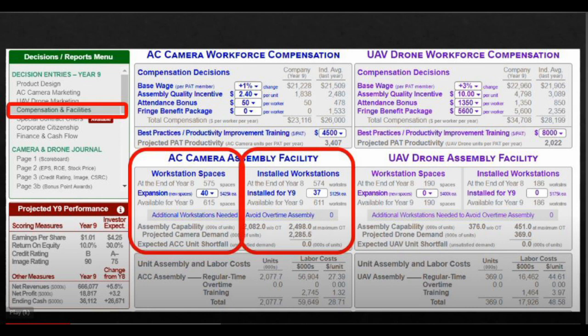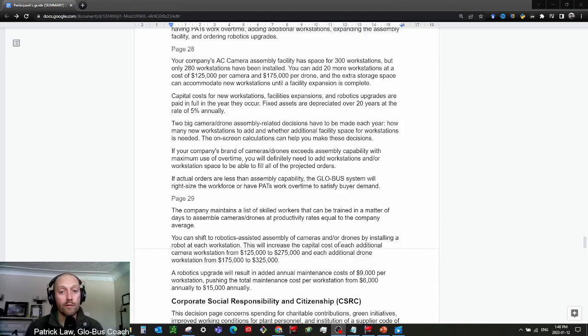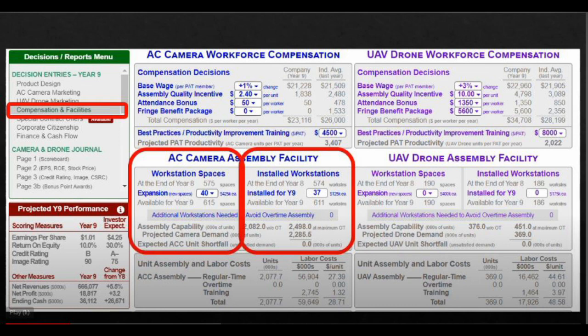You can add 20 more workstations at a cost of $125,000 per camera and $175,000 per drone. And the extra storage space can accommodate new workstations until a facility expansion is complete. Capital costs for new workstations, facilities expansions, and robotics upgrades are paid in full in the year they occur. Fixed assets are depreciated over 20 years at the rate of 5% annually.